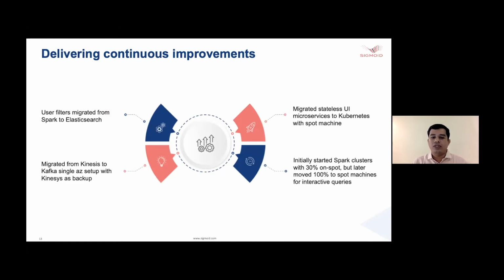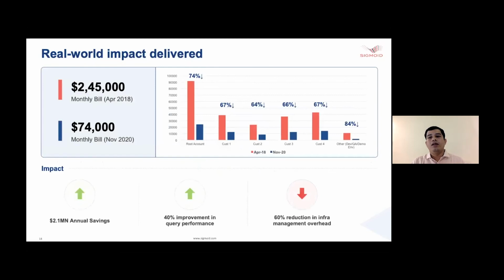Well, can we go to the next slide? Sure. So in terms of the actual impact, the cost reduction, when we compared November 2020 to April 2018, is more than 65%. And the annual saving is more than 2.1 million. Our customer experience is better now, as query performance has increased by 40%, and we were able to reduce our infrastructure management overhead by 60%.